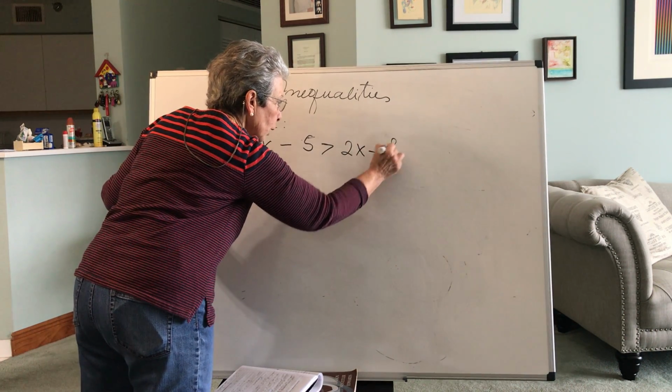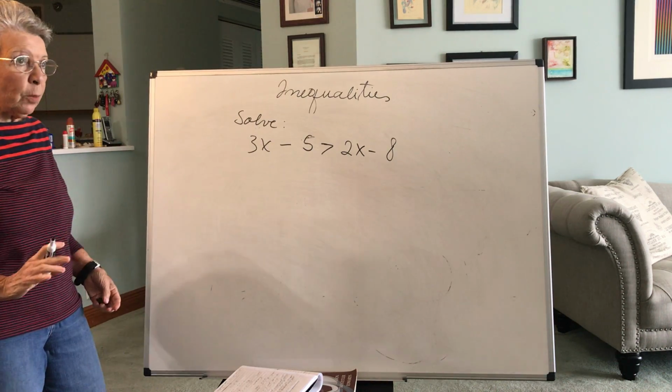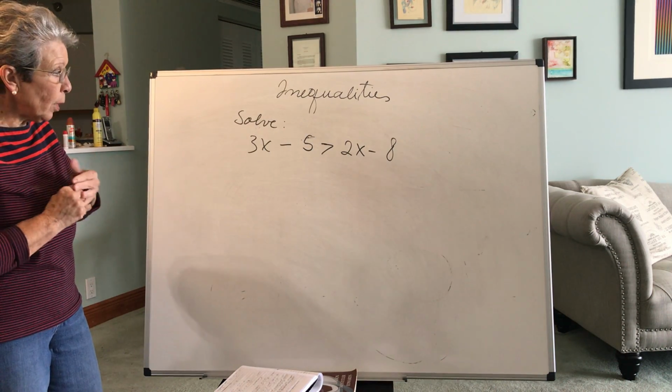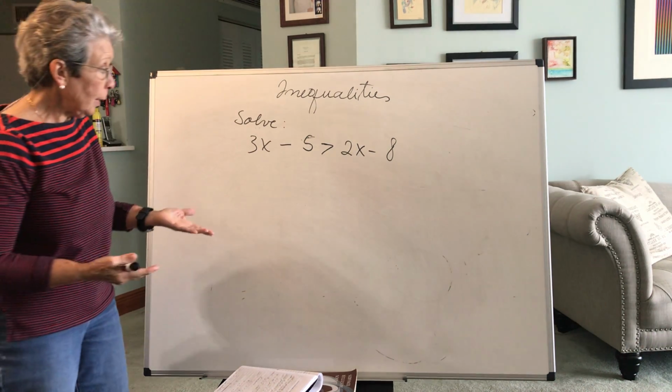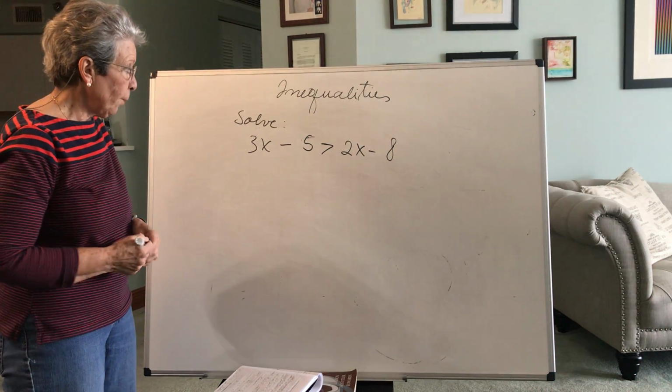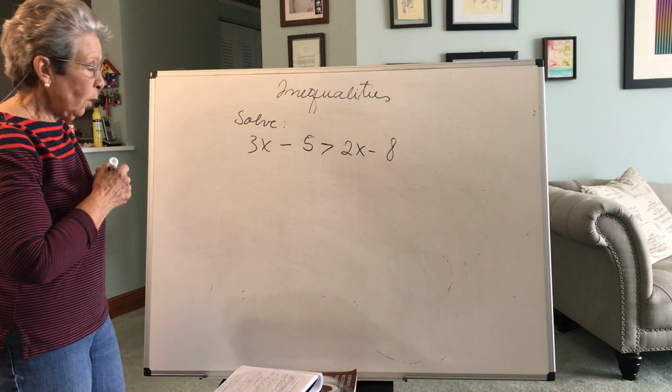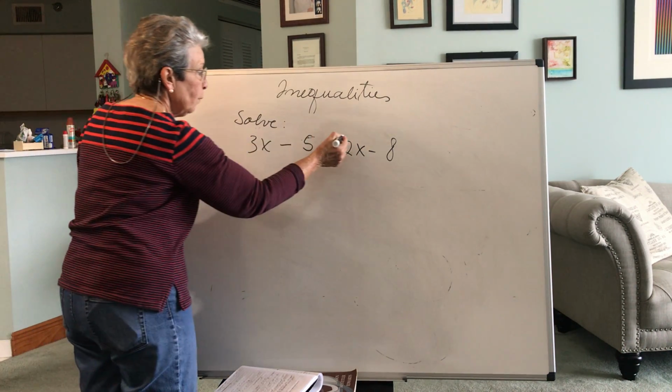2x minus 8. Okay, remember when you solve the equation, you leave the x, or the variable, on one side and the numbers on the other one. You can do this in different ways. I used to solve this in this way.